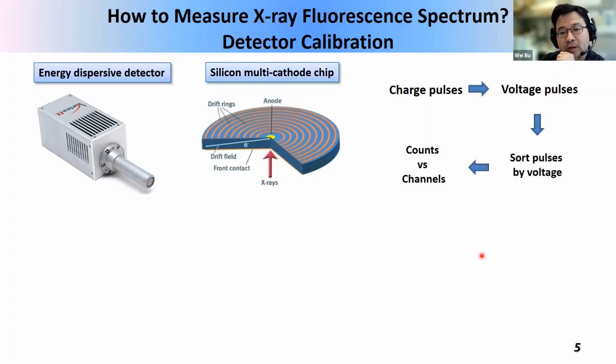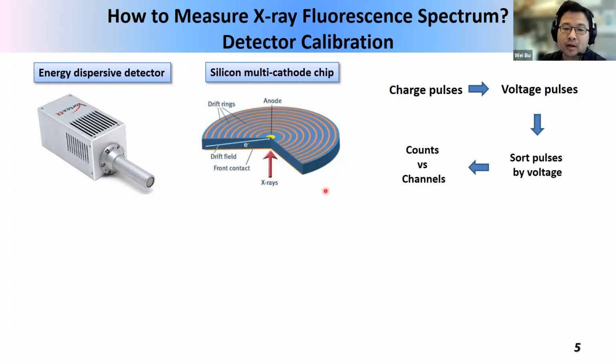It's different from X-ray reflectivity or GID, where we only need to measure the photon count at a specific energy, which is the incident beam X-ray energy. But here we need to measure the count for every different energy. For that, we need a special detector called an energy dispersive detector. Here I give an example. The most important part of this detector is the silicon multi-cathode chip. It has an anode in the middle and multiple cathodes around. This design creates a drift field that will drag all the free electrons to the anode.